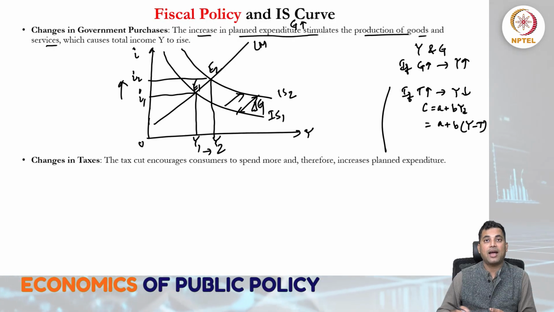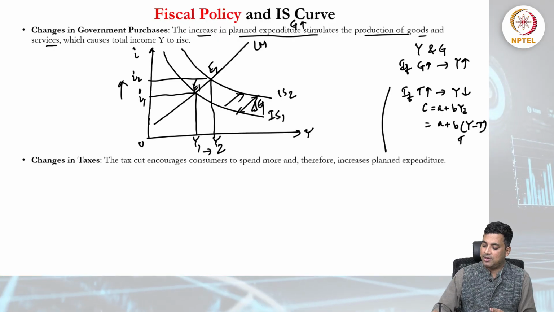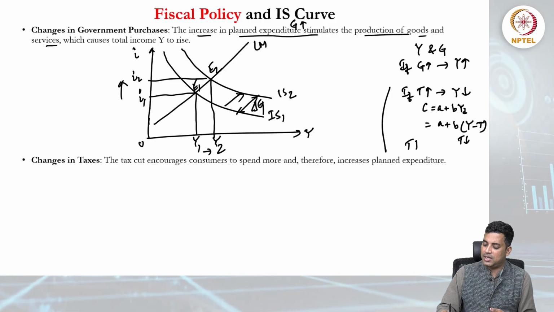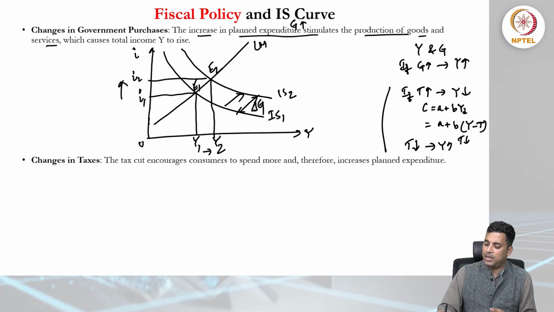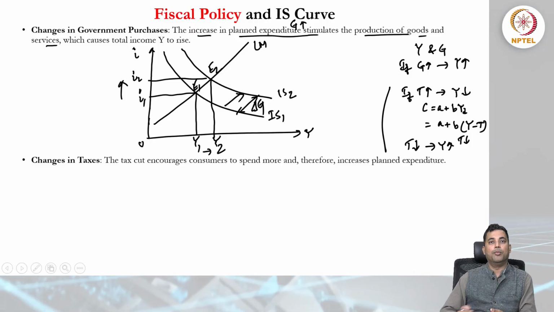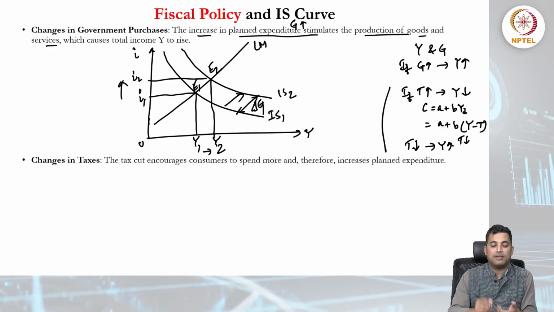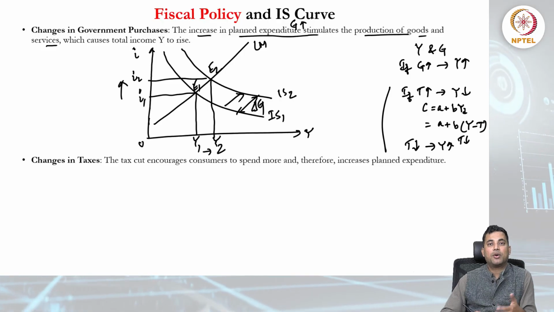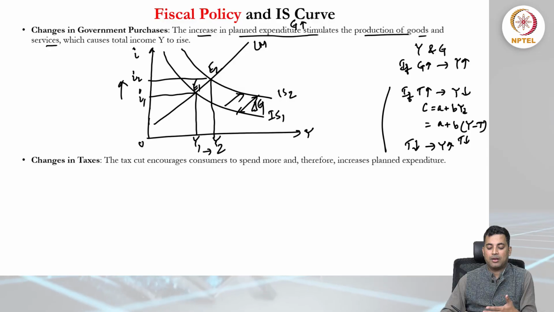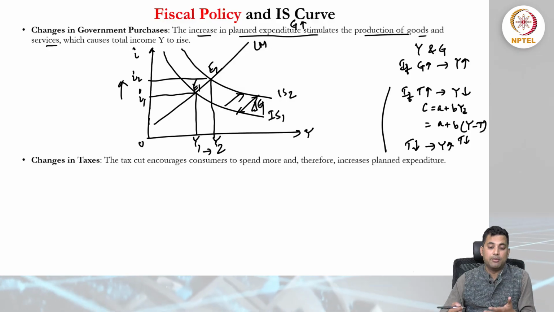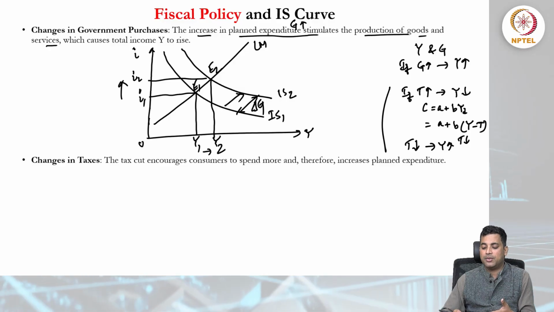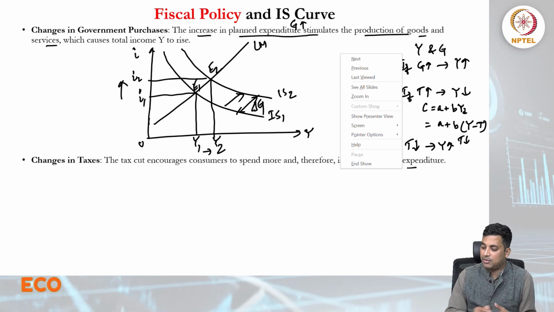If tax reduces, if T is less, then Y will be more. So when we talk about expansionary fiscal policy in this particular case, here we are talking about tax cut, which encourages consumers to spend more and therefore increases planned expenditure, which is output, right?